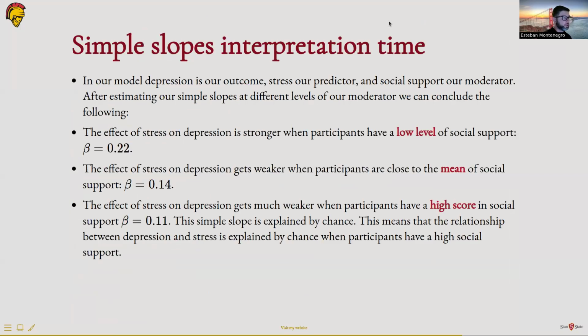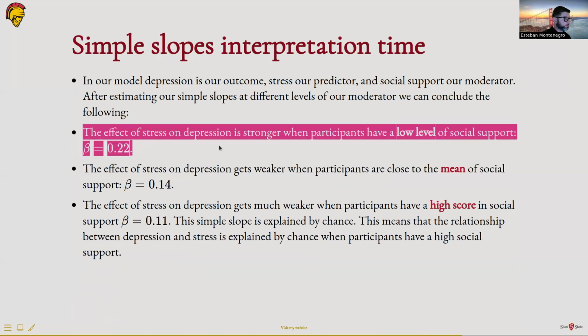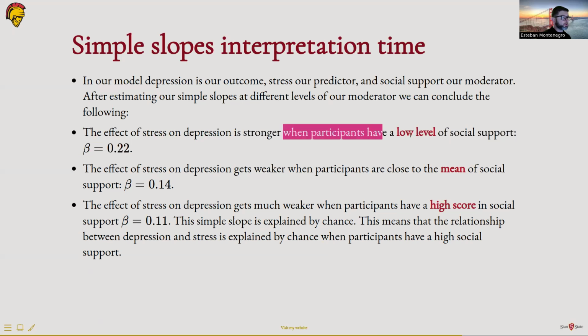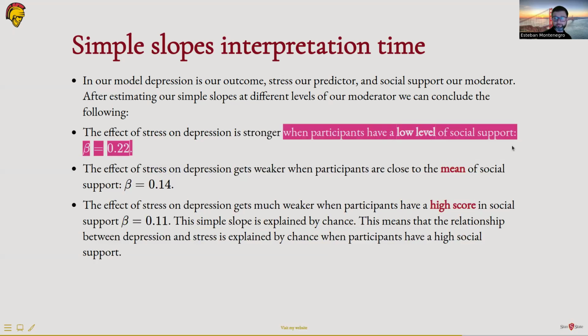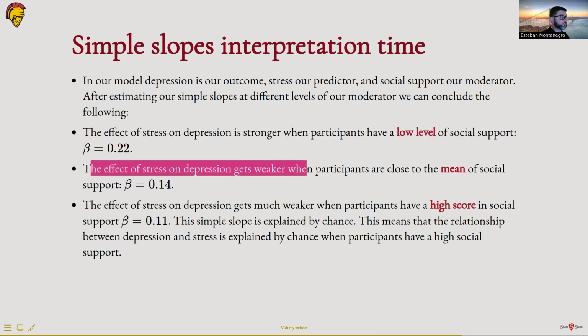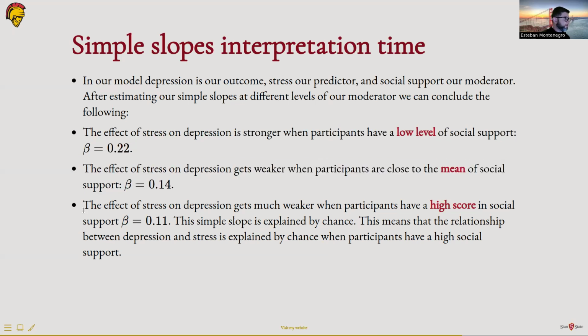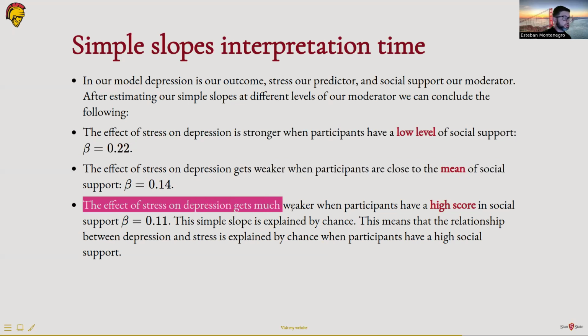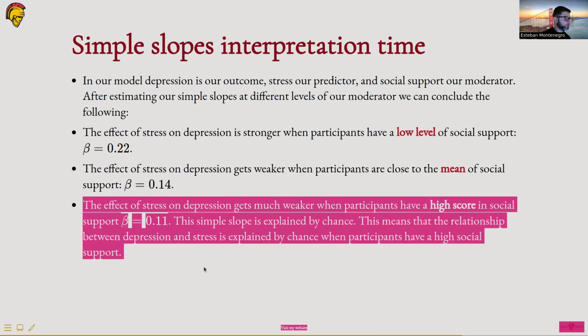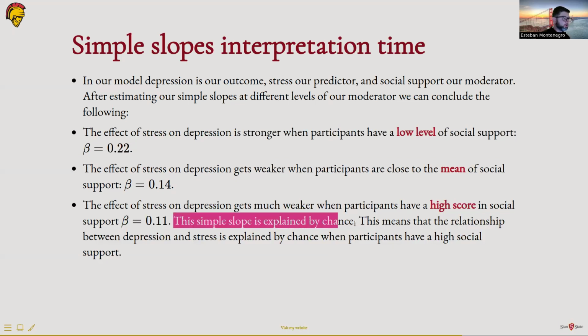So what is the interpretation? The effect of stress on depression is stronger when participants have a low level of social support, right? We already know that. We saw a plot. The effect of stress on depression gets weaker when participants are close to the mean of social support. And the effect of stress on depression gets much weaker when participants have a higher score in social support. And actually, this simple slope is explained by chance, because the p-value is a little bit larger than 0.05.